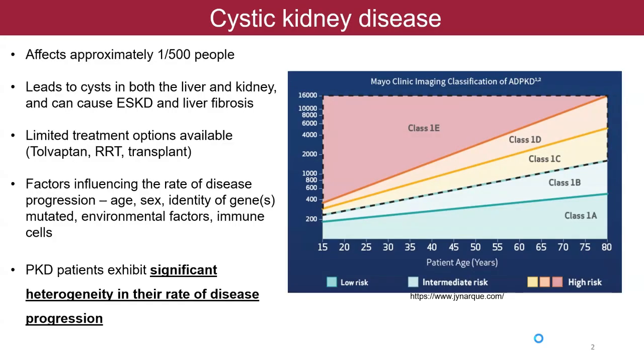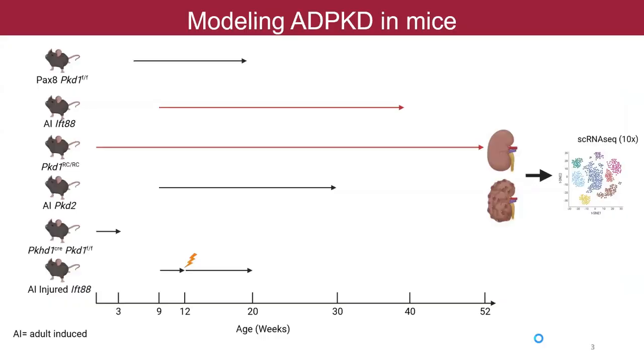So in order to try to encapsulate this heterogeneity that was present in the patient population, we sought to establish a single-cell sequencing atlas comprised of many different mouse models of disease. In our atlas, we use 6 different mouse models of disease, and these included a variety of models, as you can see here shown on the slide on the left. We have things like the PAX8 model all the way to the IFTD8 or the PKHD1 CRE model.